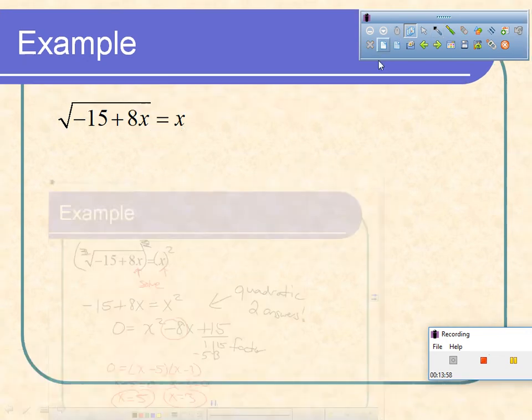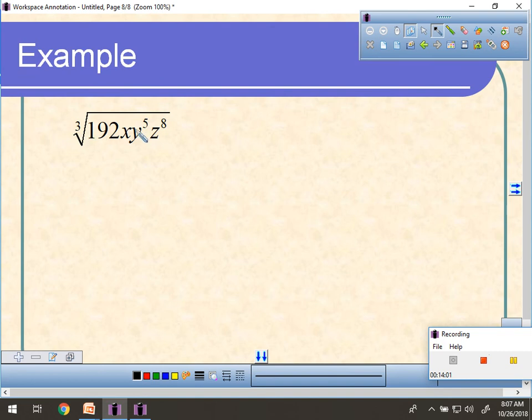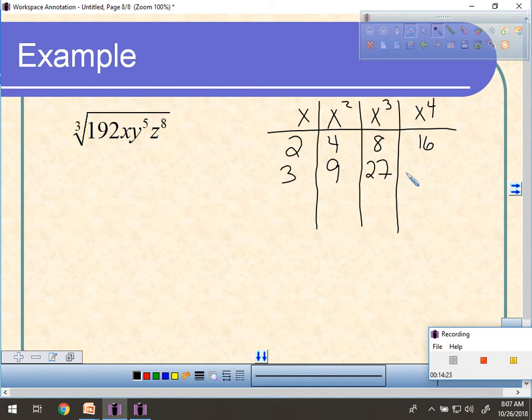So let's say I wanted you to simplify this radical, the cube root of 192xy to the 5th z to the 8th. Well, if you remember, we made a little chart to help us with problems like this. And so I'm just going to write it up here on the board so you can see it a little bit better. So, for example, 2 squared is 4, 4 times 2 is 8, 8 times 2 is 16, 3 times 3 is 9, times 3 is 27, times 3 is 81, 4 times 4 is 16, 16 times 4 is 64, 64 times 4 is 256, and then 5 times 5 is 25, 25 times 5 is 125, and 125 times 5 is 625.